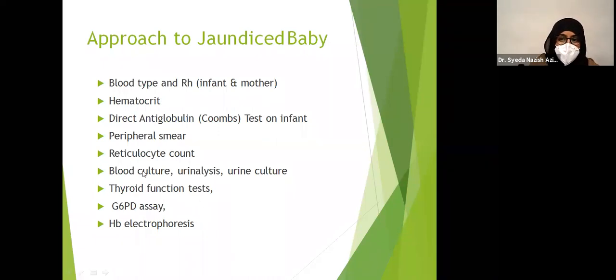We want to rule out any infection as cause of jaundice, so we want to obtain a blood culture, a urine culture, or in severely sick cases, sometimes we also want to get a CSF culture. As you know, hypothyroidism can be a cause of persistent jaundice. In those cases, we do want to get a thyroid screening as well. And again, if you are suspecting non-immune hemolysis as a cause of jaundice, you would want to assess for RBC enzymes and hemoglobin as well.